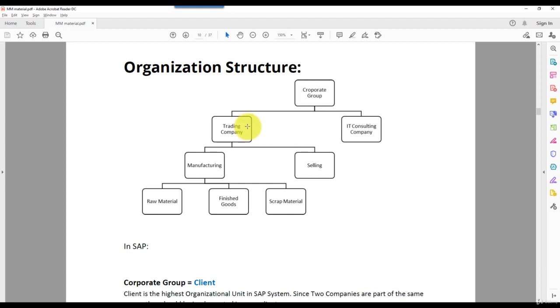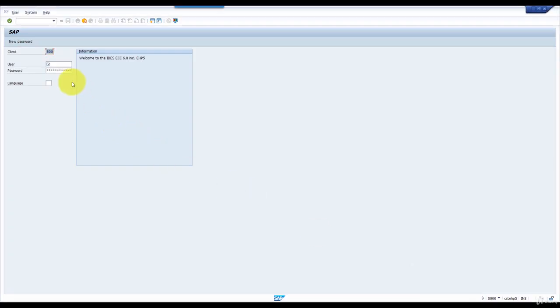Since my requirement is this trading company and this IT consulting company are part of this group, if I implement trading company in one client and IT consulting in another client, I am not going to have consolidated financial statements for trading company and IT consulting company. That is the reason I am mapping this corporate group to client only. I am going to have this company and this company under the same client. Client in our case is 800. Hope you understand why I mentioned client.